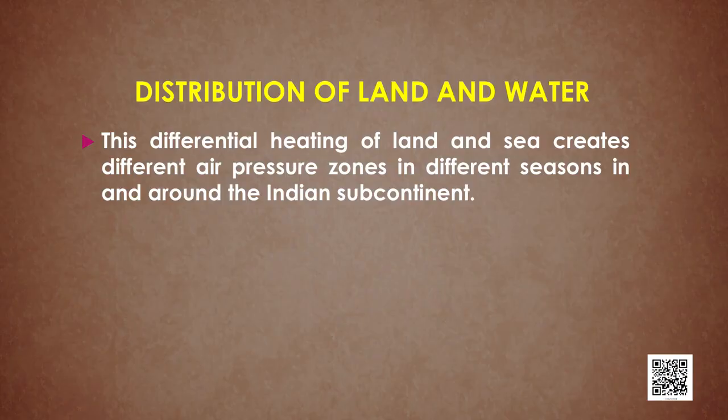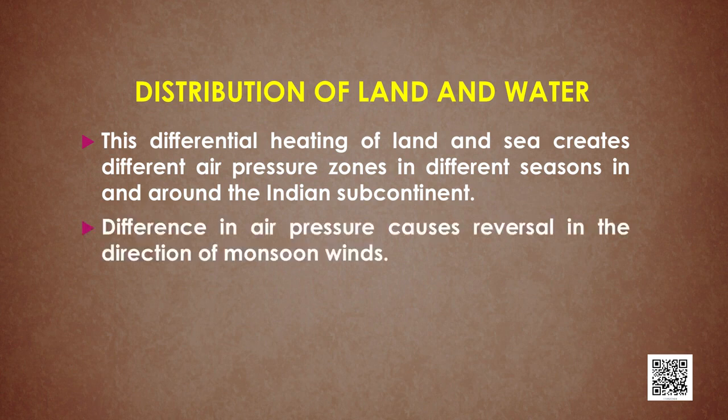So, the differential heating of land and sea creates different air pressure zones in different seasons and different regions in the Indian subcontinent. So, difference in the air pressure causes reversal in the direction of monsoon winds. Children, whenever we are discussing the movement of winds, always remember that the winds move from high pressure to low pressure, and these pressure conditions change with temperature. Therefore, the movement of wind also changes with the movement of the temperature.